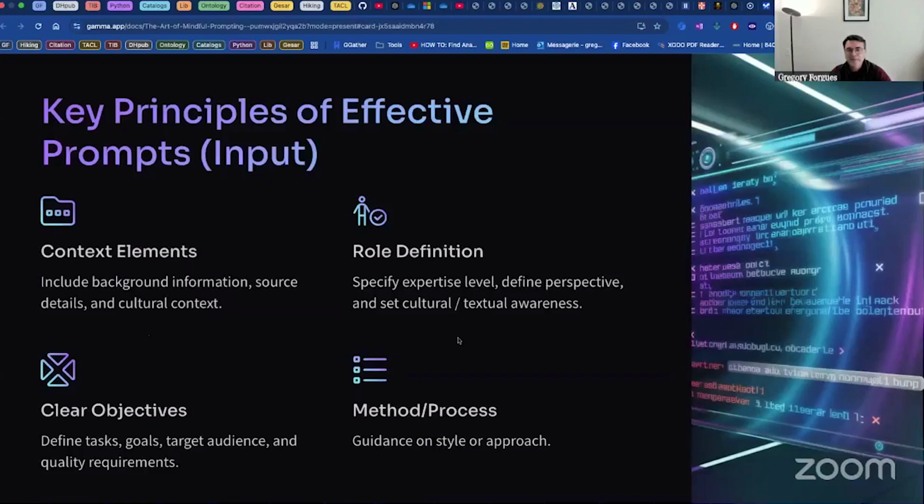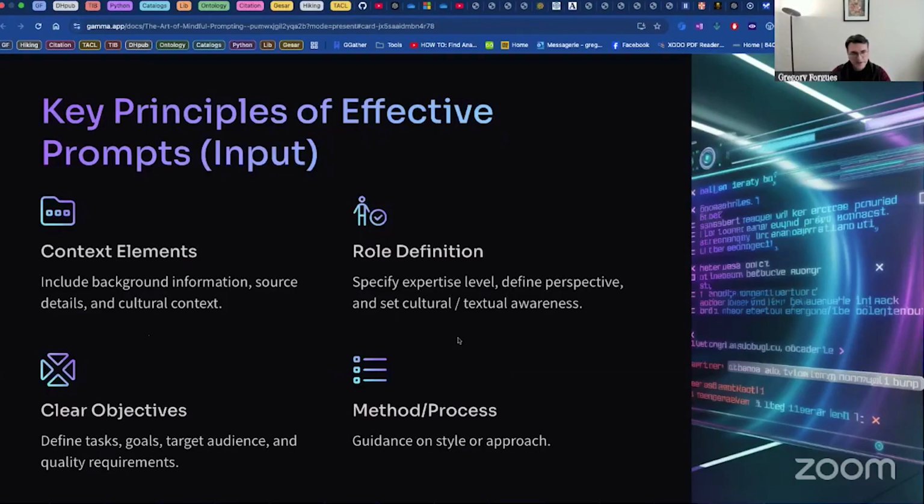Now, what are the key principles of that? On the input level, you want to provide context elements to the model, and a role definition maybe. Tell the model you are a Tibetan studies academic, or you are a Dharma translator, you are a Tibetan native speaker, you are a specialist of Mahayana literature. So giving a role, assigning a role, works.